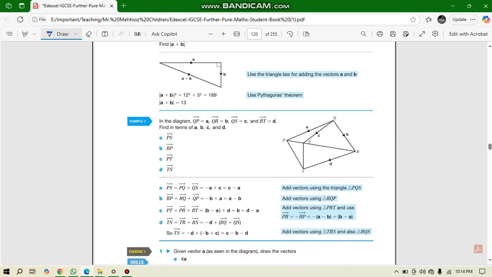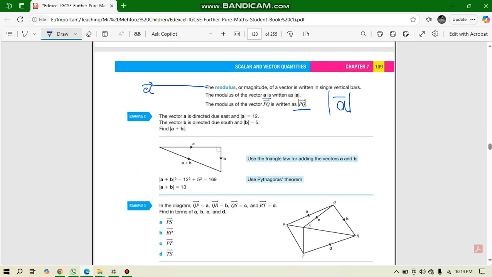Next one is example 2, and you can see that the vector A has direction due east and its magnitude is 12. So this is the point. This is north in front of this point. On the right side it is east. On the opposite side of north is south, and this is west. Okay, so 12 units east, this one.